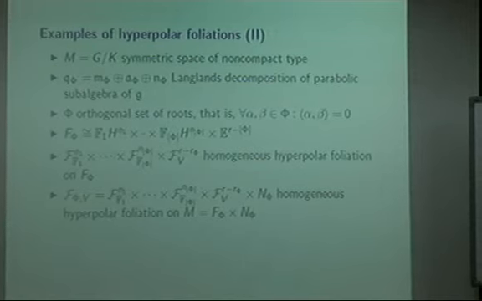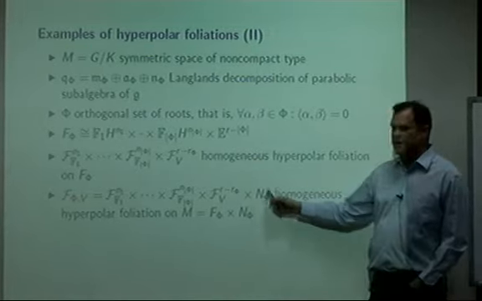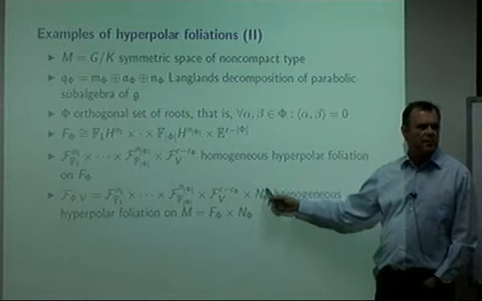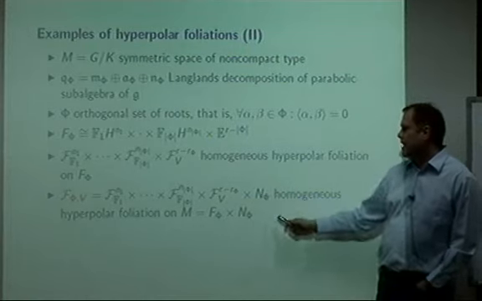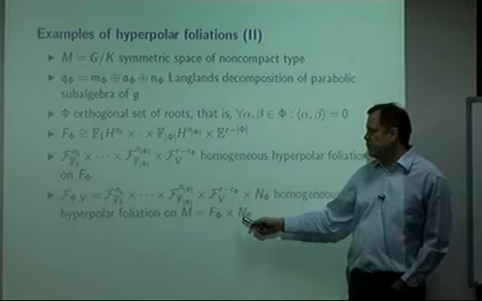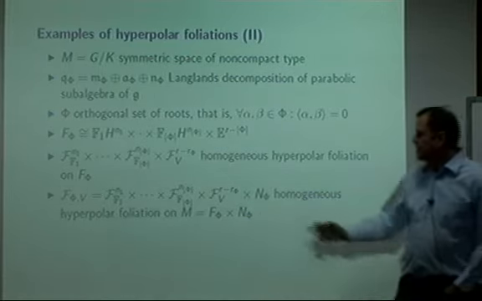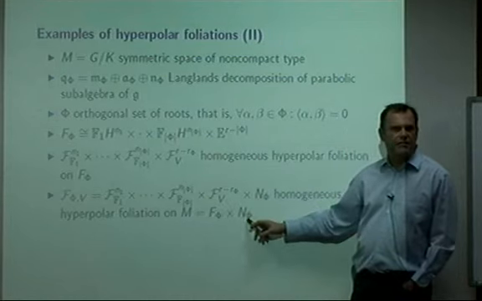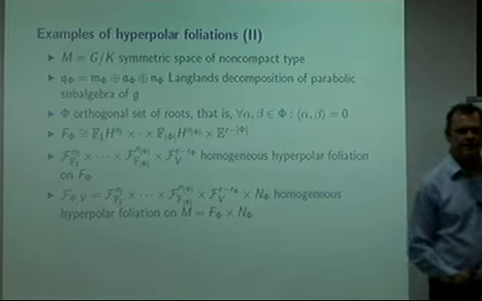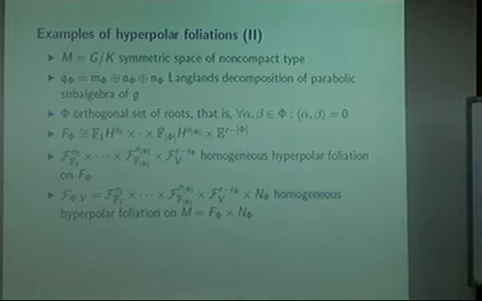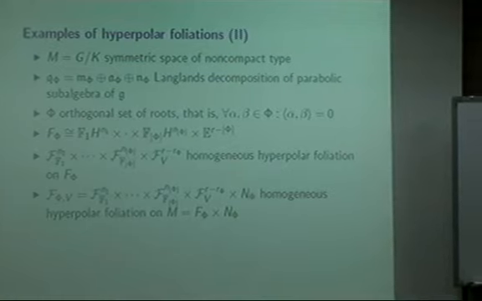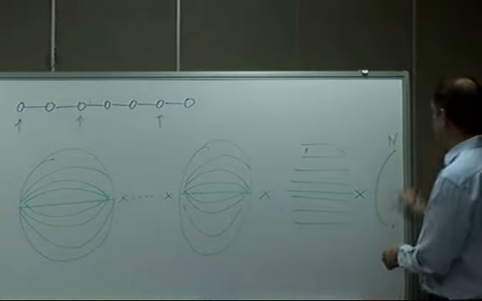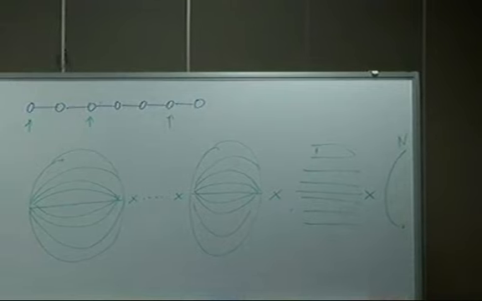And now the remaining bit is we take a product with a nilpotent group, this horocyclic group. And this gives us a homogeneous hyperpolar foliation on the symmetric space. The symmetric space is just the product of F phi and this N phi. So what we then take is times, and then we have just this one leaf. I don't know how to draw this, so it's just like, here is this N, something we add at the end.